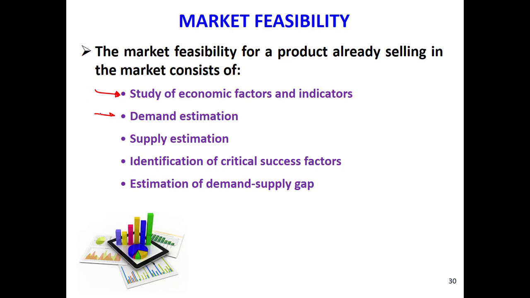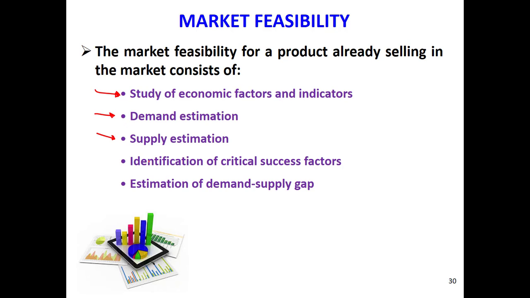Demand estimation: how much your product is demanded by the people, by the public, by the economy. If you are producing fuel, how much is needed now? If you are producing a chemical, how much is needed? The supply estimation: how much you can supply. Okay, how much is the maximum capacity, your production capacity.